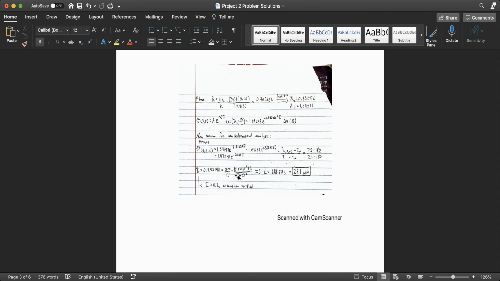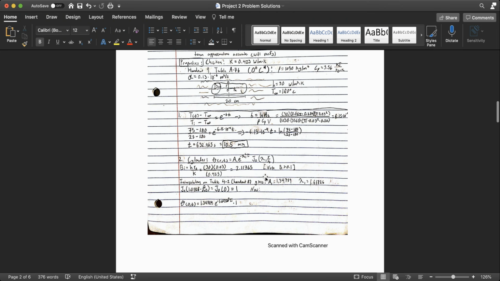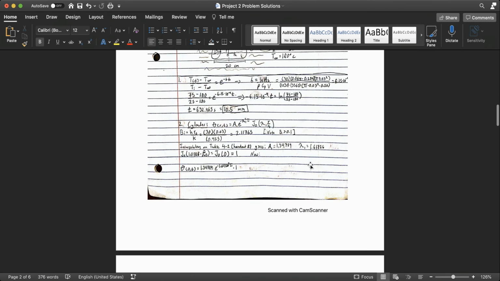And then we can go in there and actually find the time, rearrange here and find the time, and see that the more accurate cooking time should be just over 28 minutes, which is significantly larger than what we found in the first problem using lumped analysis, as we expected.